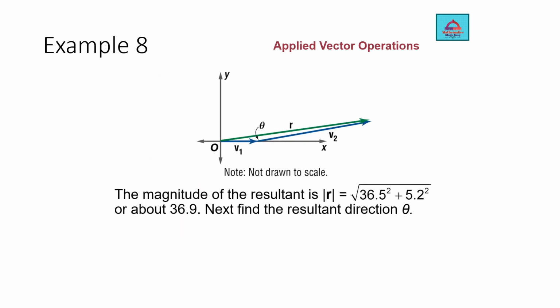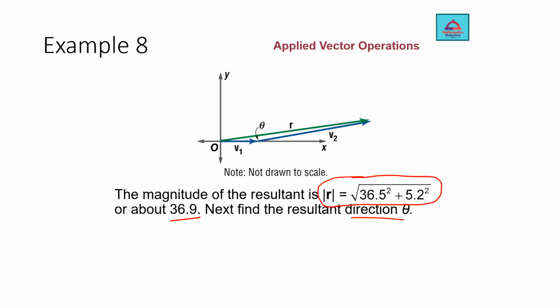So for direction, we need the angle, and for magnitude, we need the square root formula. So the magnitude of the resultant vector would be found by the magnitude formula. I hope you have not forgotten. So you take the x component squared plus the y component squared, which will come out to be nearly 36.9.